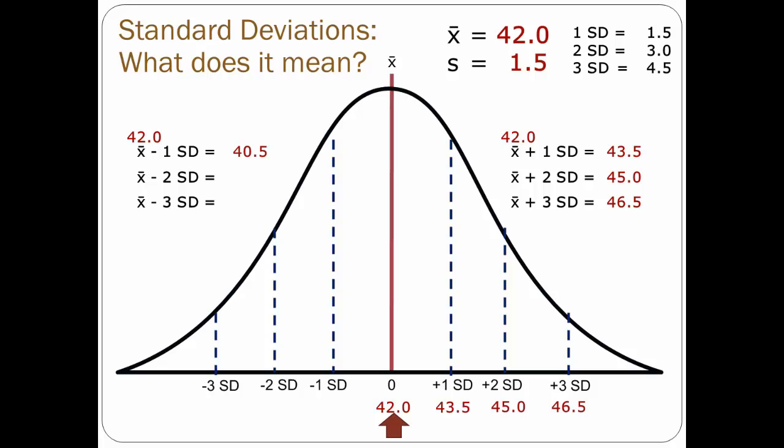We can do the same for the negative standard deviations and plot those. Now you can see that the scores are much closer together. There is less variation, and we can see what the likelihood is that a score will fall within certain parameters. This then is the value of standard deviation.